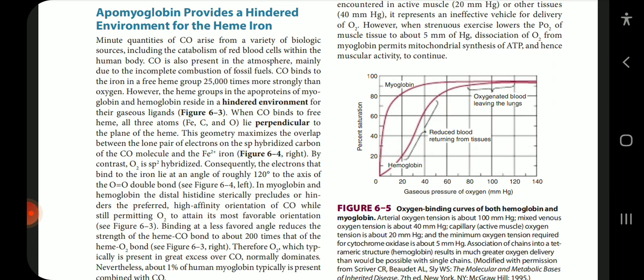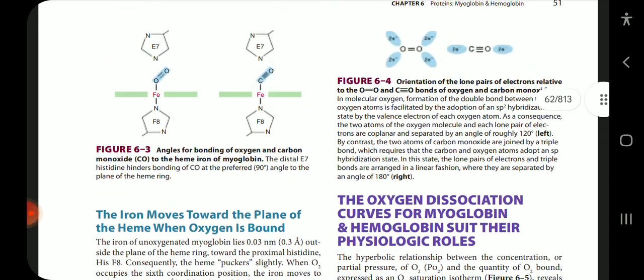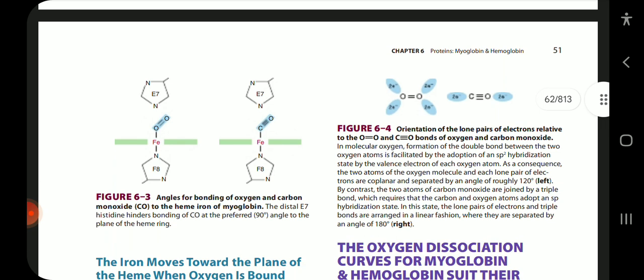Figure 6.3. When CO binds to free heme, all three atoms, Fe, C, and O, lie perpendicular to the plane of the heme. This geometry maximizes the overlap between the lone pairs of electrons on the sp hybridized carbon of the CO molecule and the Fe2+ iron. In figure 6.4 we can see the orientation of the lone pairs of electrons relative to the O=O and C≡O bonds of oxygen and carbon monoxide.